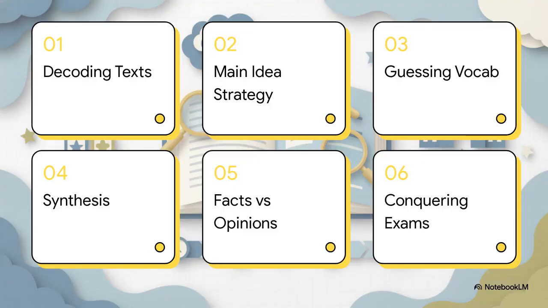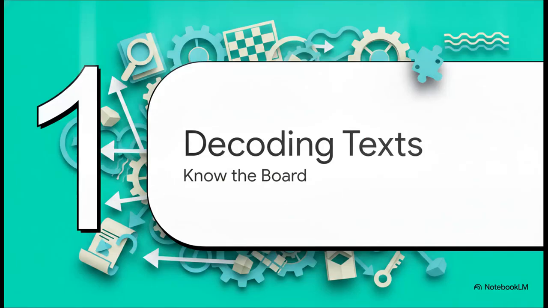Okay, here is our quick roadmap for today's explainer. We'll be covering 6 essential steps to get you there: decoding English texts, main idea and purpose strategy, guessing vocab without a dictionary, synthesis, facts versus opinions, and finally, the key to conquering exams. Let's get right into it. Section 1. Decoding English texts.